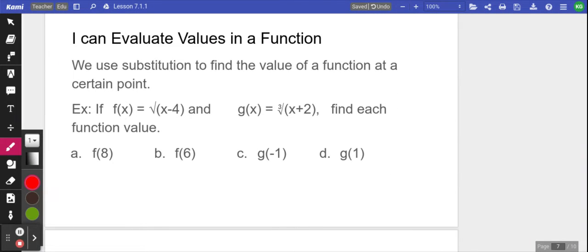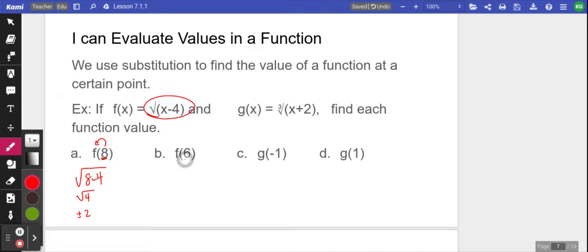Okay, the next part of this lesson is evaluating values in a function. So we're going to use substitution to find the value of a function at a certain point. For this first one, it wants me to find the value of 8 in the f function, which is this one. So it wants me to do the square root of 8 minus 4, which is the square root of 4, which is plus or minus 2.